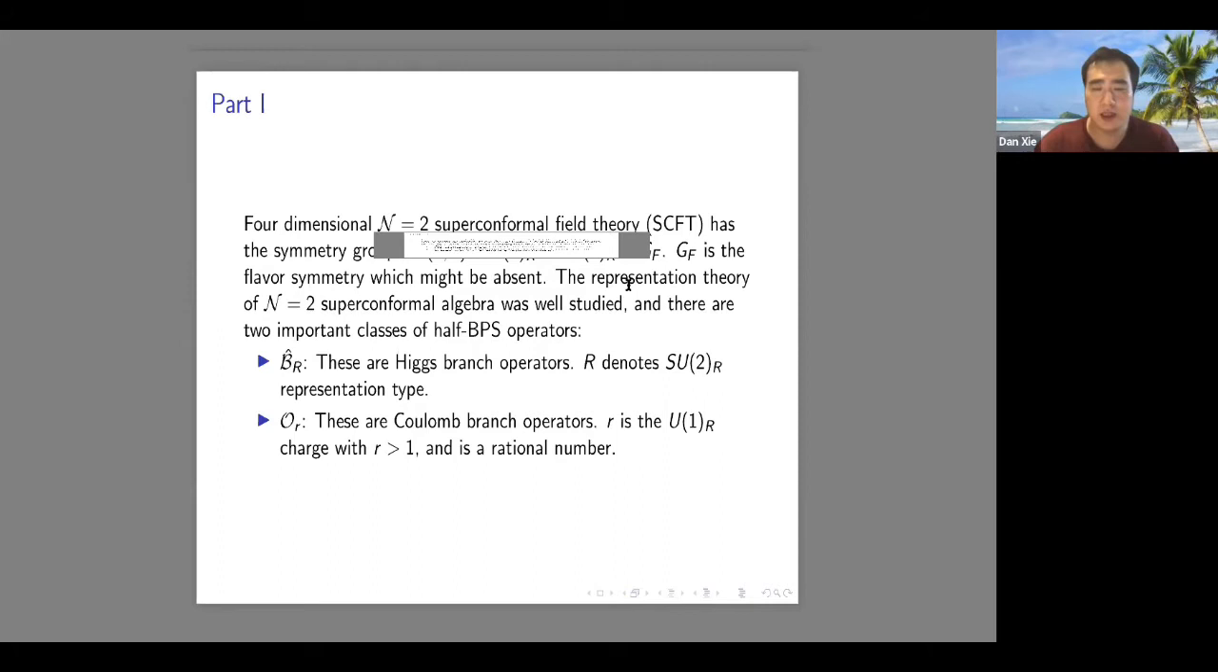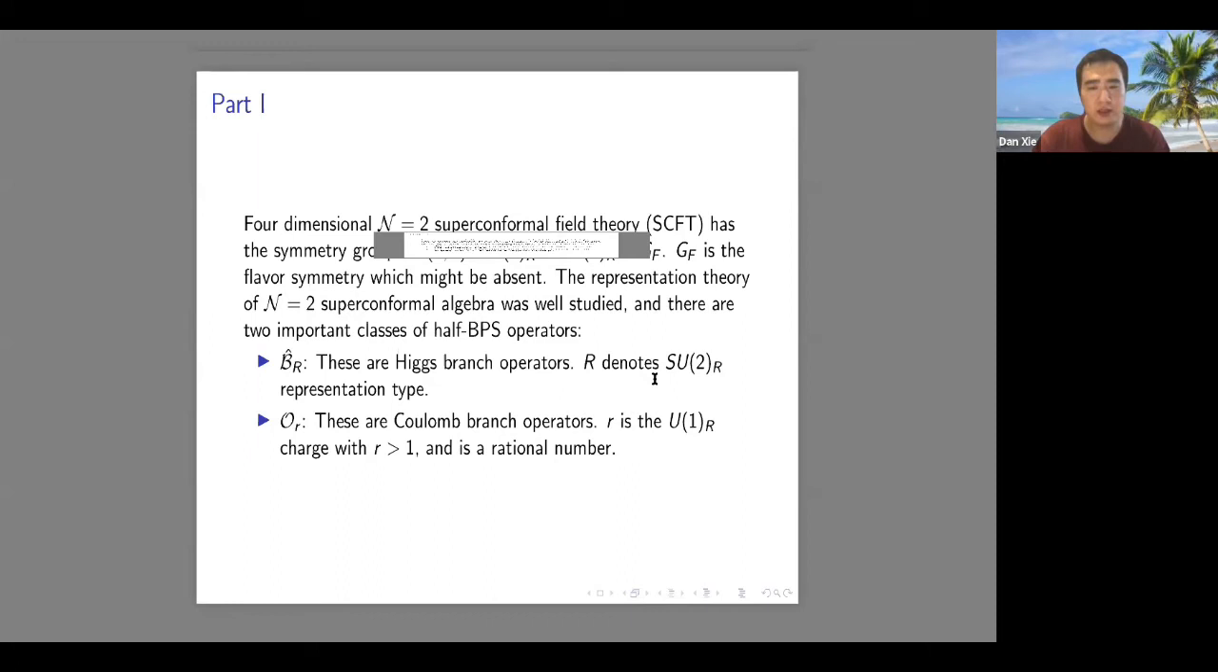The representation theory of the underlying n=2 superconformal algebra was well studied. And some of the most important subset of the operators or the representations are the so-called short representations. And for us, there were two important classes of half BPS operators. So one class, which is usually denoted by B-hat_R, these are called, in the literature, the Higgs branch operators, and R denotes the SU(2)_R representation type.